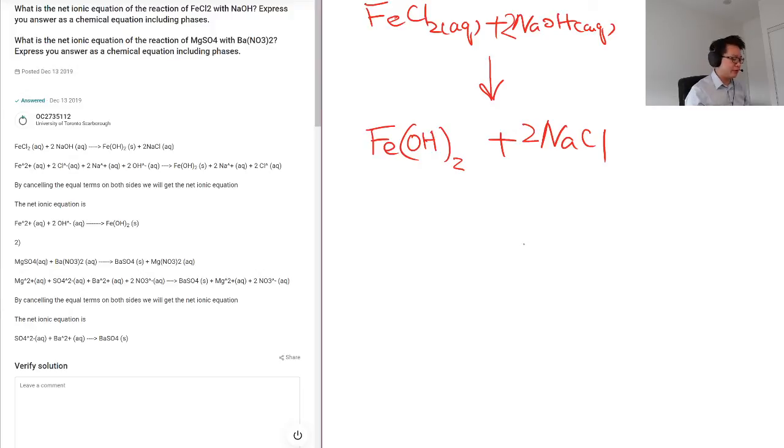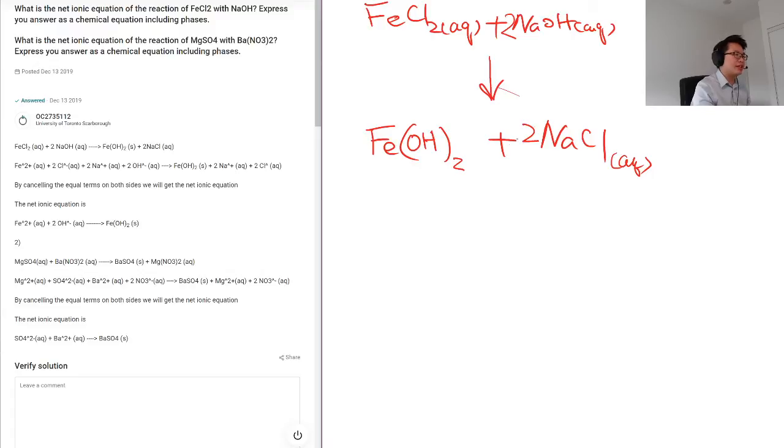For this case, we have a double displacement reaction, and we likely have a precipitation reaction. So we go back to our solubility table. We should be able to conclude that our sodium chloride must be aqueous, because when sodium ion and chloride ion form in aqueous solution, chlorides are highly soluble in water. So that's why it must be aqueous.